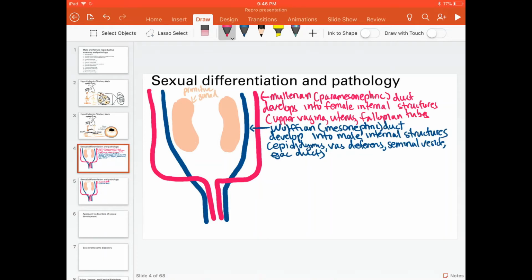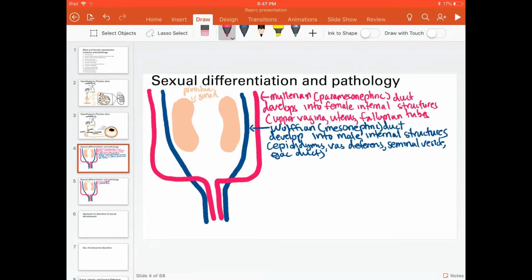So let's discuss sexual differentiation in pathology. First of all, when we are developing, we have basically neutral primitive gonads. That means it has potential to become either a testes or an ovary, but has not done so yet. And you have two ducts. You have the Mullerian duct in pink, and this can develop into the female internal structures, that is the upper vagina, uterus, and fallopian tubes. And you have the Wolffian ducts, and these have potential to develop into male internal structures, which referring to the epididymis, the vas deferens, seminal vesicle, and ejaculatory duct.